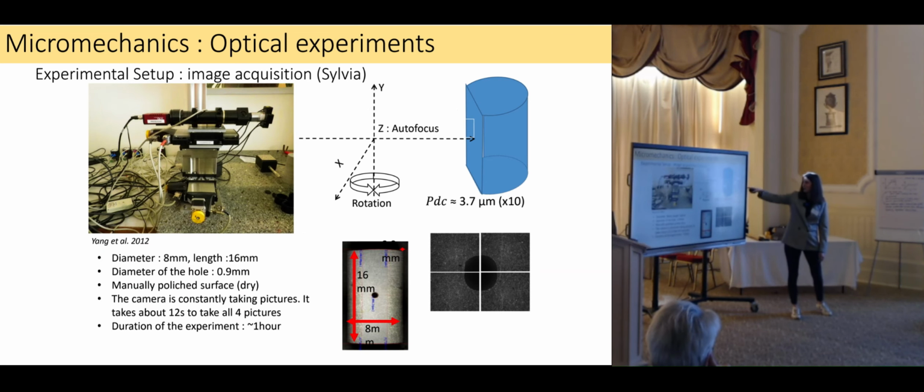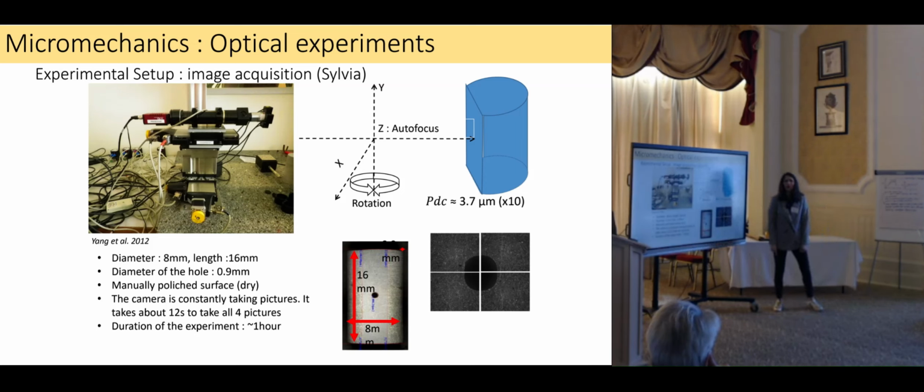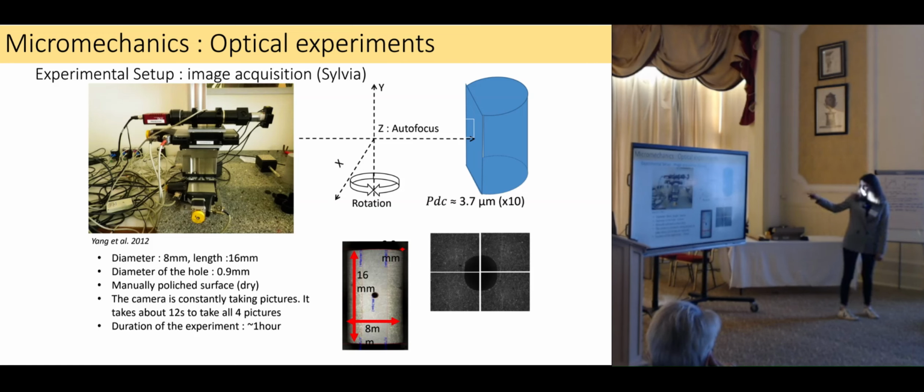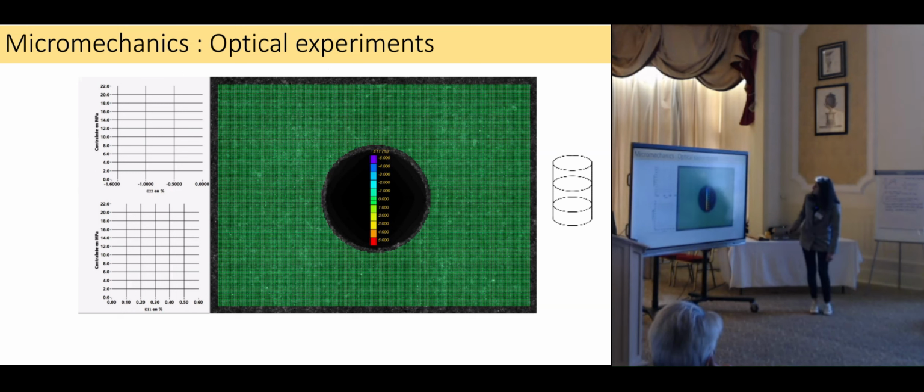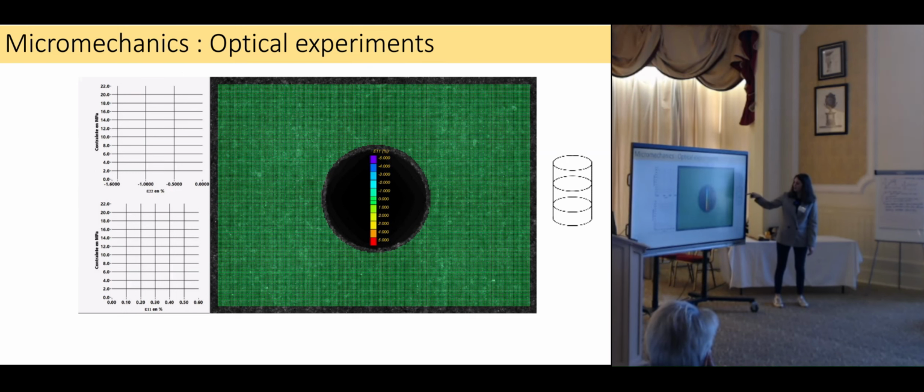And so here is the setup. You have a camera that is taking pictures. We're taking 4 pictures in a row. This is going really quickly. So we can have the 4 pictures in 12 seconds. So really quickly is kind of a relative thing. And then we try to track what's going on in our sample. And so the sample I'm showing here, the bedding is horizontal, and we're loading vertically.